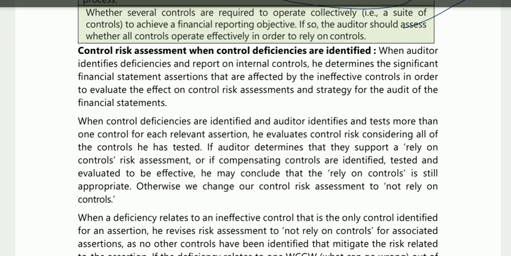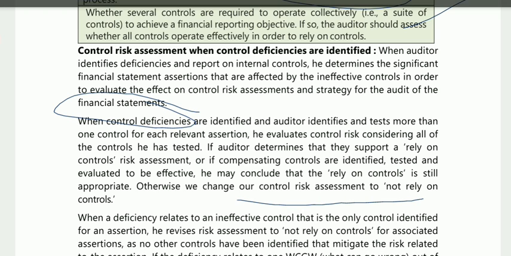Now till here they are saying when control deficiencies are identified. That means you have identified that there might be some deficiencies in the control. So what will you do? You will do one more test. And if in that test also you find some misstatement, then what will you do? You will decide not to rely.